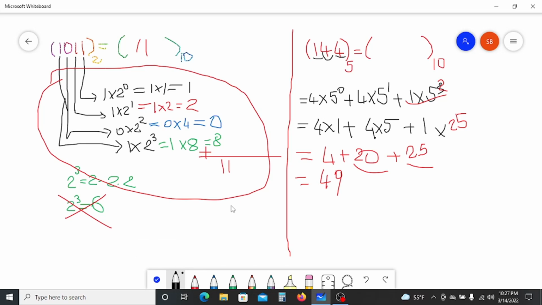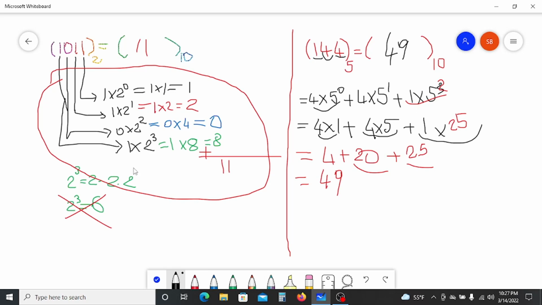Let's check again. 4 times 5 to the 0, 4 times 5 to the 1, 1 times 5 to the 2. 4 times 5 to the 0 is 4 times 1. Just to be sure, because sometimes when the numbers go up, we might make mistakes. 4 times 5 to the 1 is 20. 1 times 5 squared is 25. 4 plus 20 plus 25 is 49. So 144 in base 5 is equal to 49 in base 10.